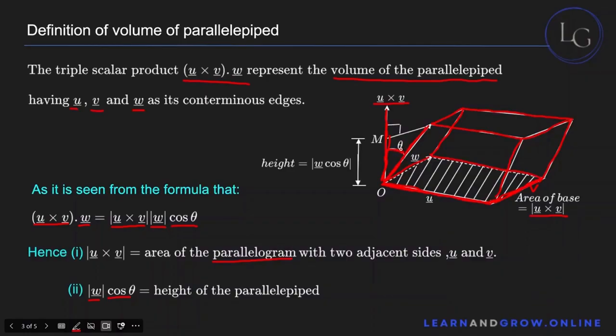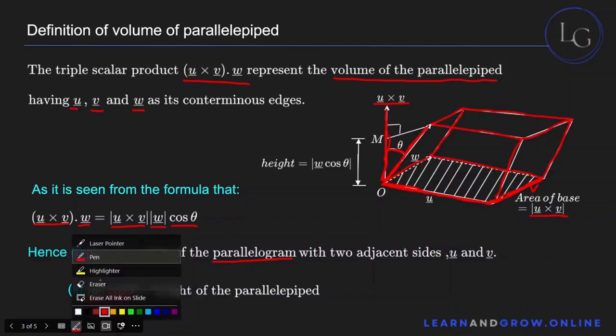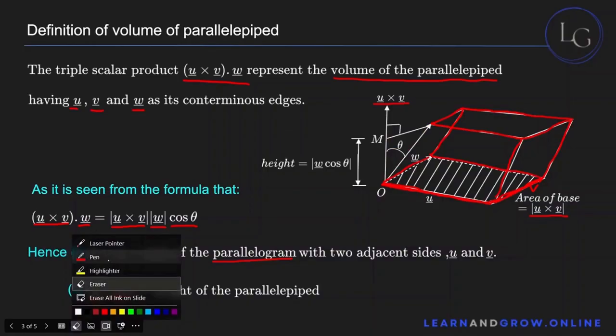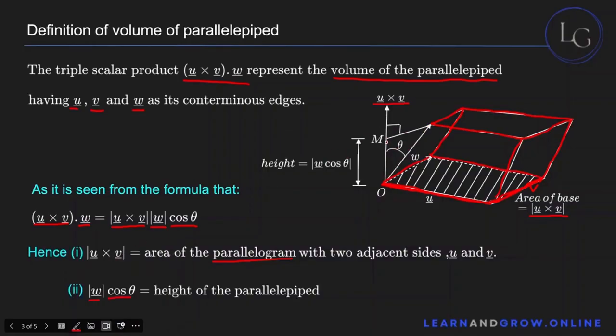So w cos theta would give you this height. Let me just erase the lines that I have drawn over here, right? This height over here is basically equal to the magnitude of w into cos theta, and theta is this angle. So that is the height of the parallelepiped, and you just have to multiply the two to get the volume of the entire shape, which is the parallelepiped.